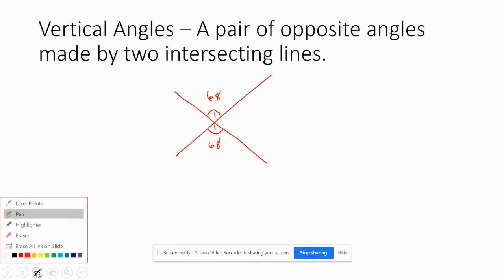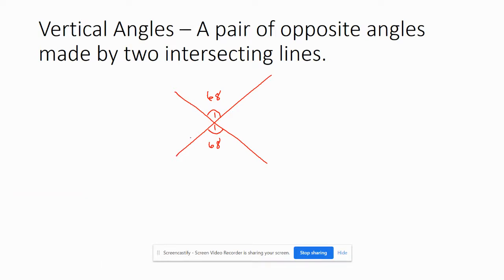Let me change my color. These two angles are also vertical with each other. So these two are vertical. Okay, notice how I changed the color. So these two are across from each other, so they're vertical. These two are across from each other, so they're vertical.